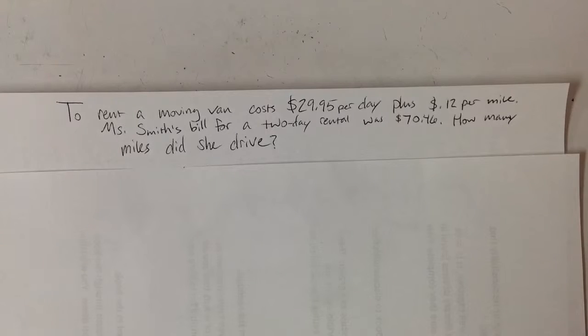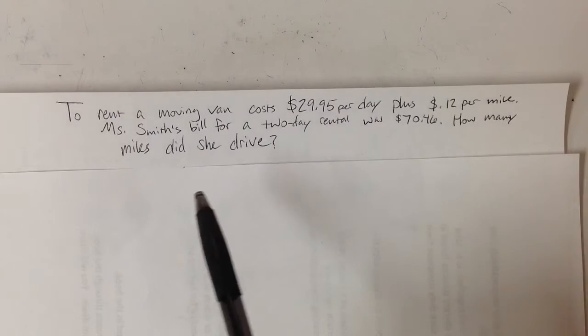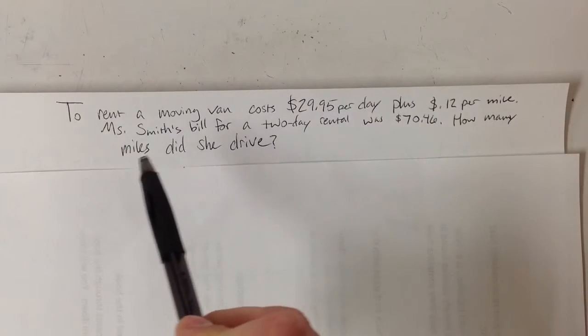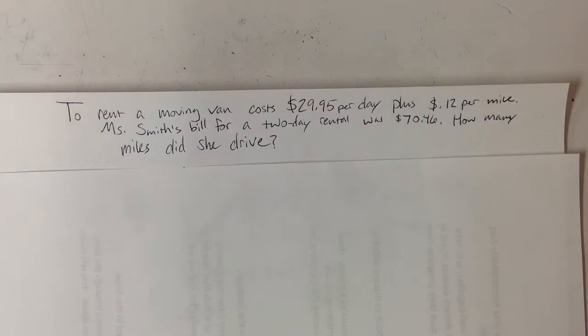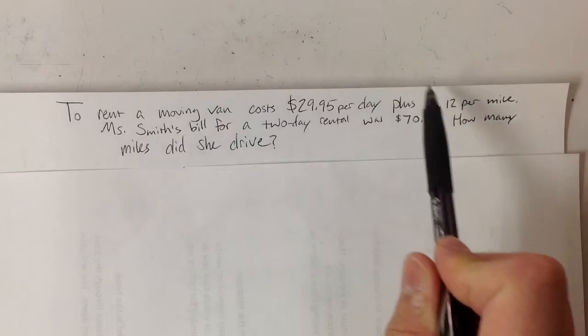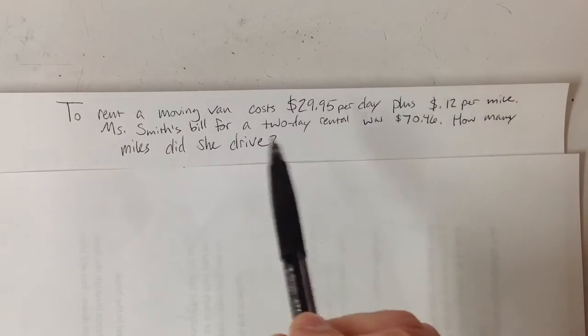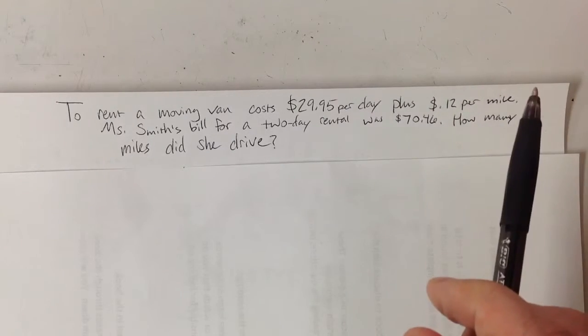solve that problem. Now, when I'm working, there's a couple of things that I'll want to remember. First of all, what is the question asking for? And if you look at the last part of it, it says how many miles did she drive? So I'm looking for the number of miles that she drove. I'm also looking at what's the information that's given to me. I know how much the van costs each day, and I know how much it also costs to drive it per mile. Okay? And so this word problem gives us a clue that I'm going to have to add the cost per day and the cost per mile together.